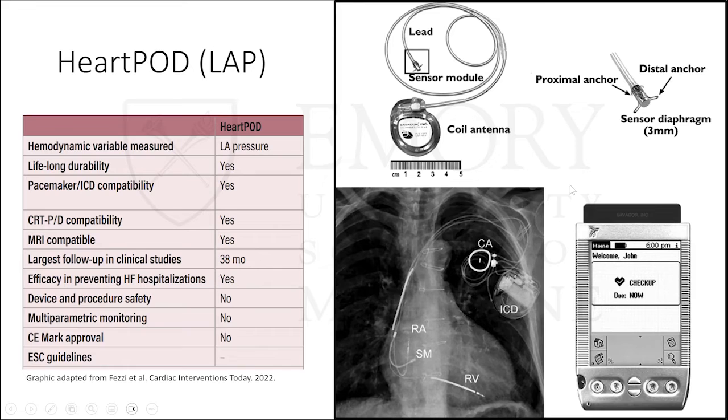So the implant procedure involves a transseptal puncture, and the operator has to strategically place this in the interatrial septum. A patient goes home with a little monitoring device, and that device actually helps guide them on what to do with their diuretics. Now, you've probably never heard of this device because it had some safety issues in the early trials, and that was stopped short. We'll explore that in a little bit.